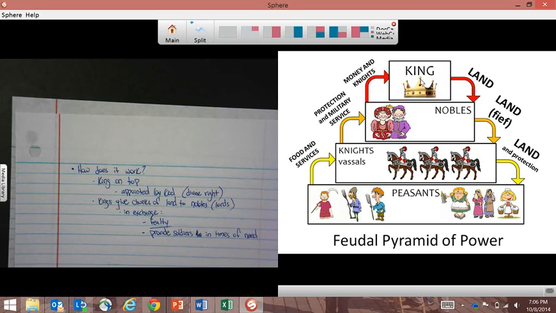The king is on top. The king gives land to the nobles. In exchange, the nobles have to provide money and soldiers for the king when he needs it. All right? The nobles, though, they then divide up their land into smaller manors. So that's where the manors come in. And in charge of each manor, they place a knight.